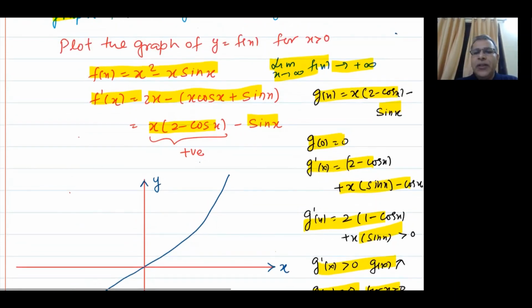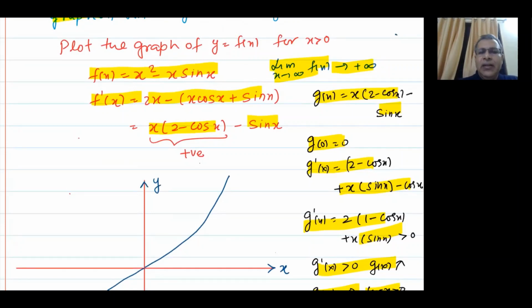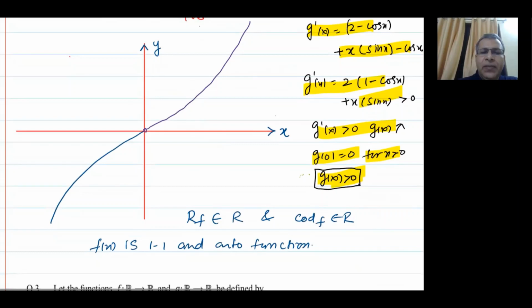So if g(x) is positive, then the value of the function at 0 is 0. For x positive, the graph of the function is increasing, and this graph will go to infinity, and for x negative, the graph of the function goes to minus infinity, so this graph will go to minus infinity. So the range of the function is real, and it is equal to the codomain of the function.